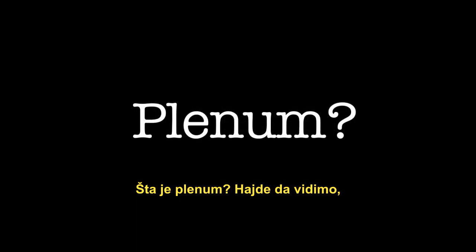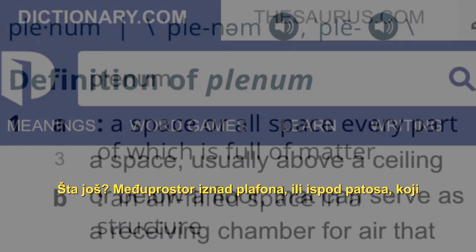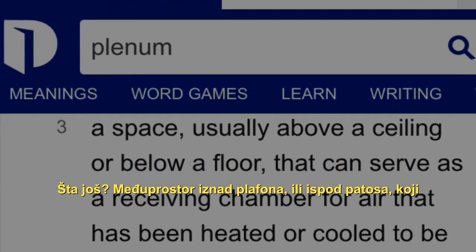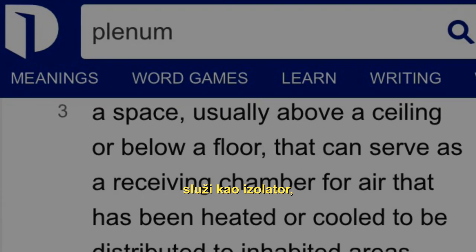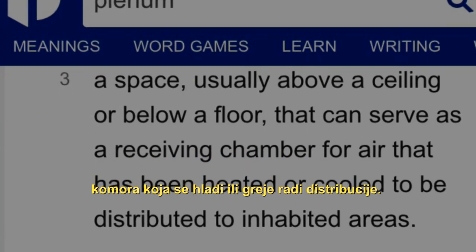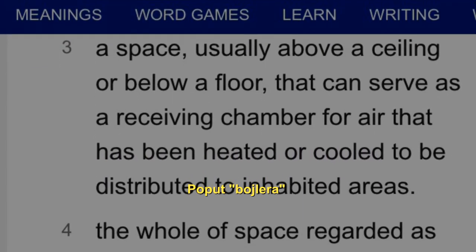Plenum. Let's see. First time I've seen this word. Well, it says a space or all space, every part of which is full of matter. An air-filled space in a structure. All right, what else? As we look at this definition, a space usually above a ceiling or below a floor that can serve as a receiving chamber for air. Okay, so still not a vacuum, but air that has been heated or cooled to be distributed to inhabited areas. Almost like a ducting system, right?